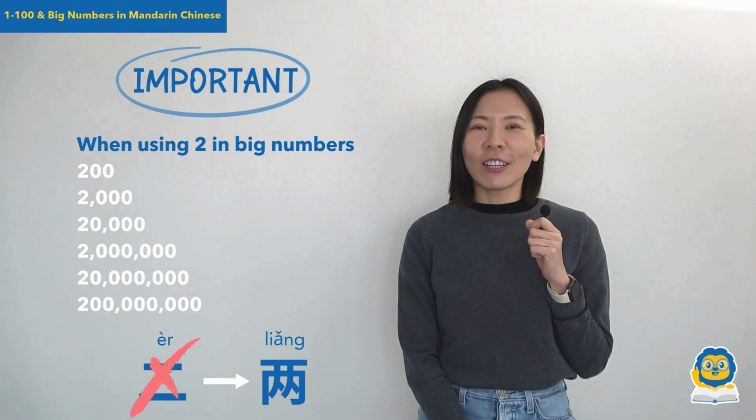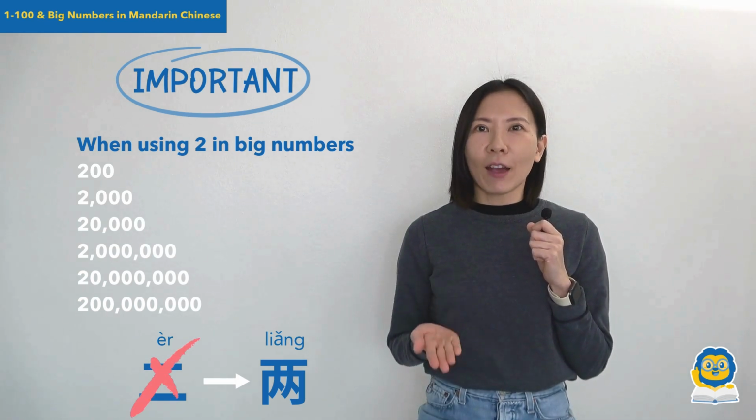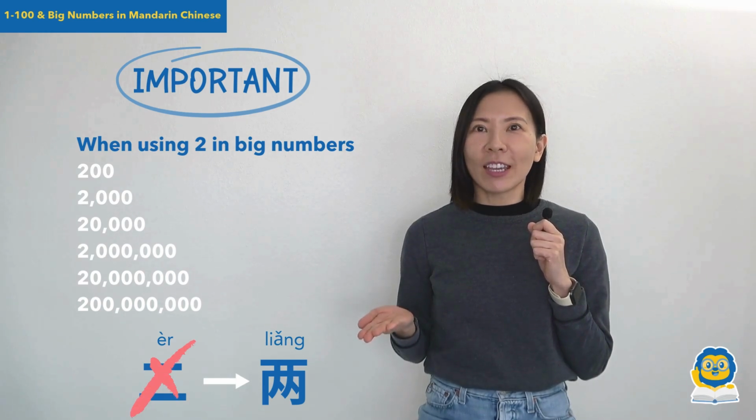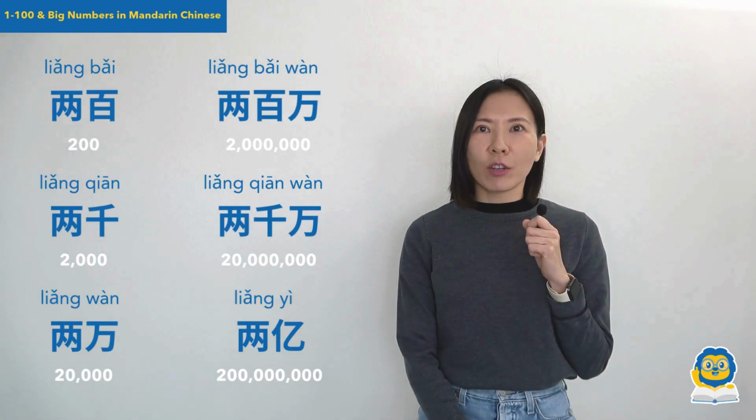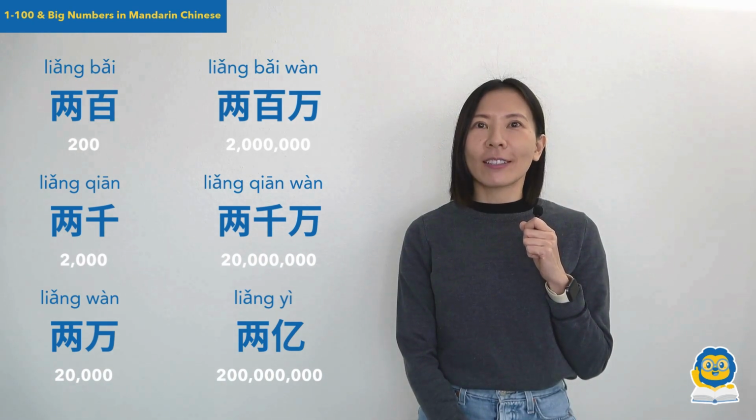One important note here is when using the number 2 in big numbers like hundreds, thousands, 10,000s, million, 10 millions, and 100 millions, instead of saying 二, we say 两. For example, 200 is 两百, not 二百. And 2,000 is 两千, not 二千. And 20,000 is 两万, not 二万.